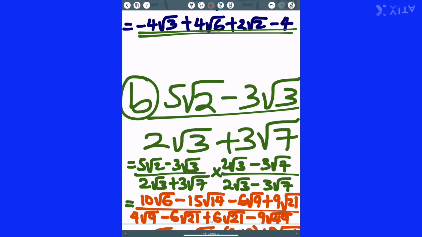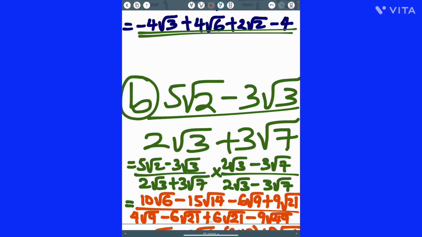B is the same thing. 5 root 2 minus 3 root 3 over 2 root 3 plus 3 root 7. So I'll rationalize using the conjugate of this denominator, the conjugate of this surd. The conjugate of this surd is 2 root 3 minus 3 root 7. All I need to change is the positive sign to a minus sign. So I multiply both sides by 2 root 3 minus 3 root 7 like this. So let's go.